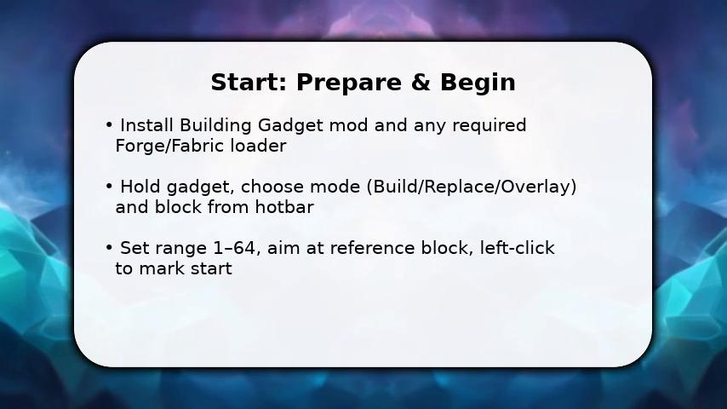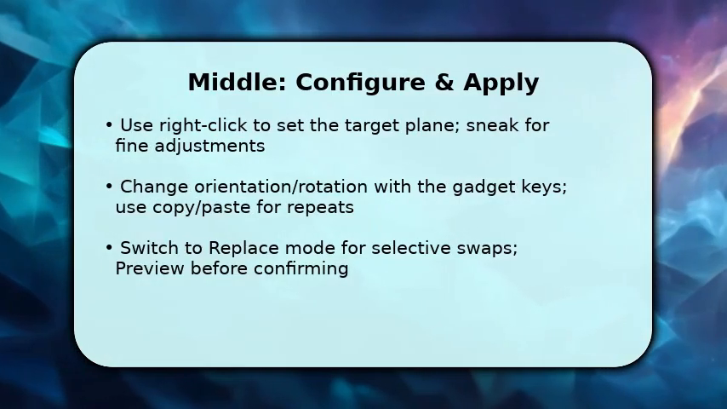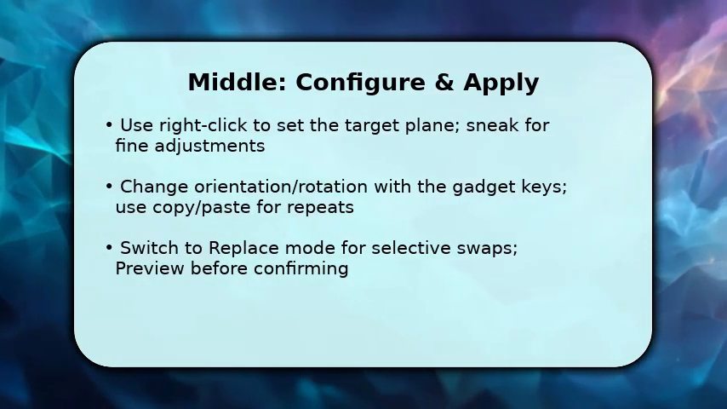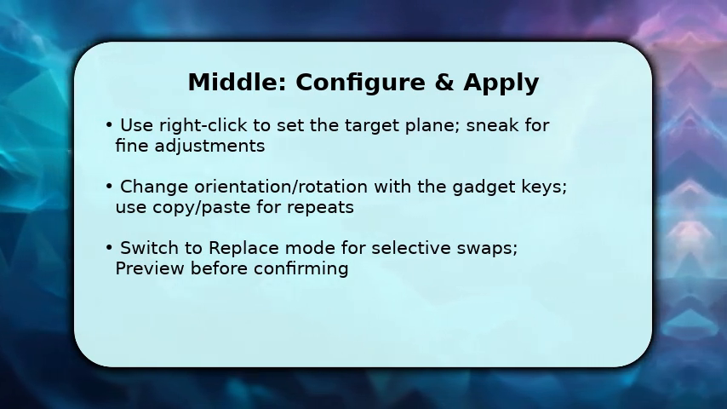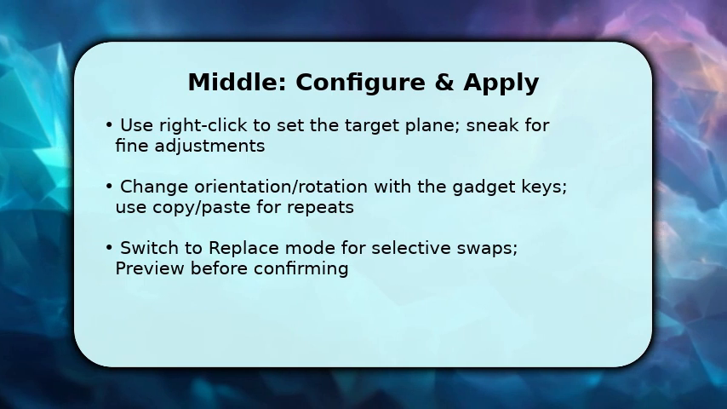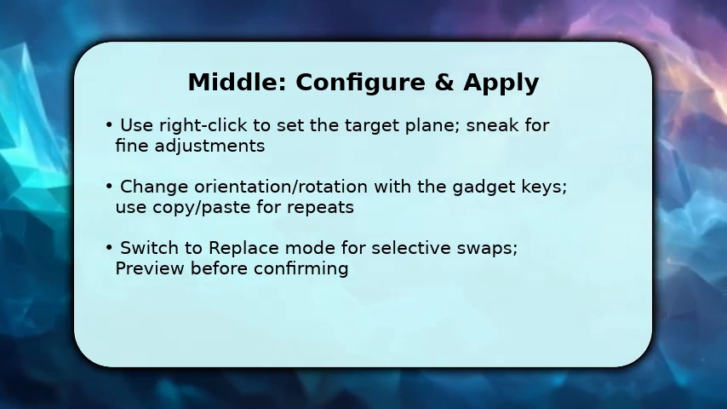Now you refine the placement. Right-click to select the target plane, and if you need precision, hold Sneak while clicking to nudge the selection one block at a time. You should change orientation or rotation with the gadget shortcuts so patterns align.